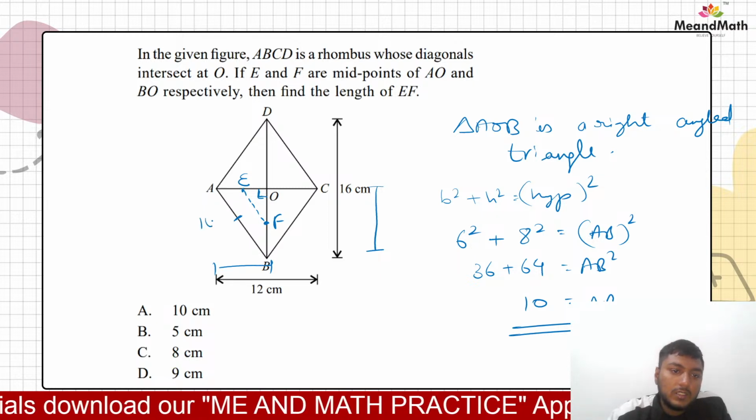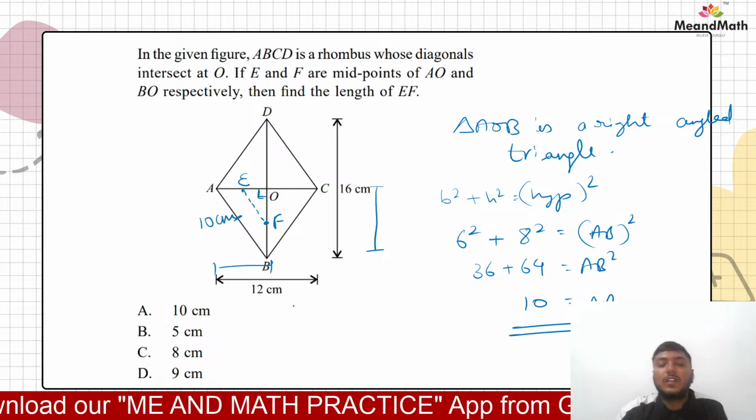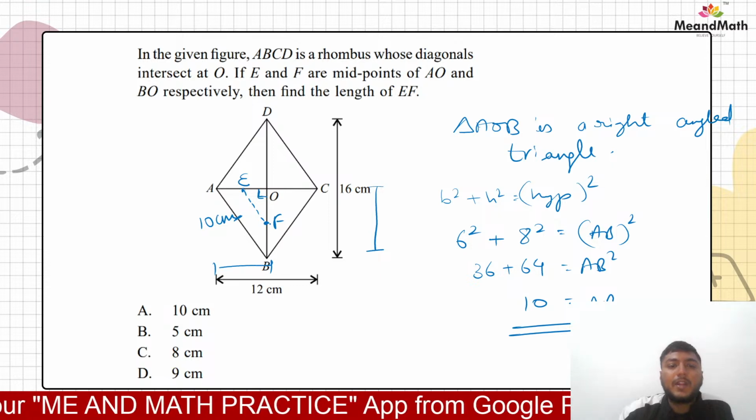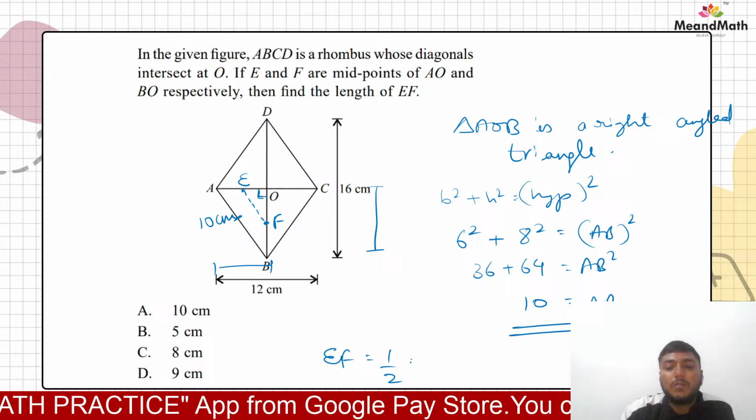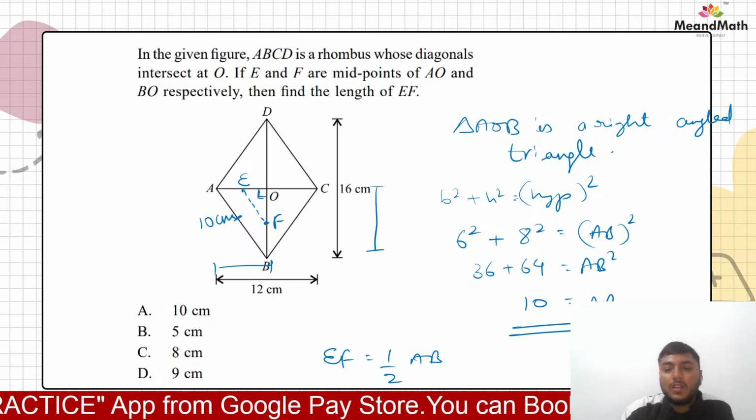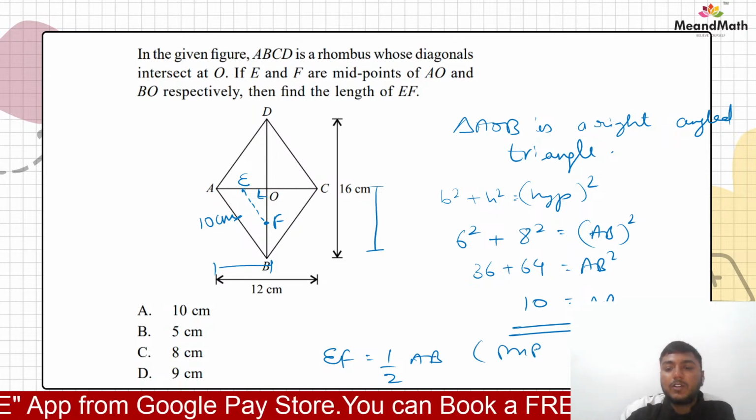Now this is easily 10 centimeters. Now, E is the midpoint, F is the midpoint. So by midpoint theorem, we can say that EF would be half of AB.